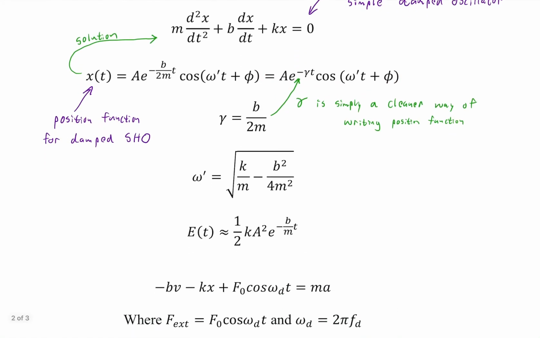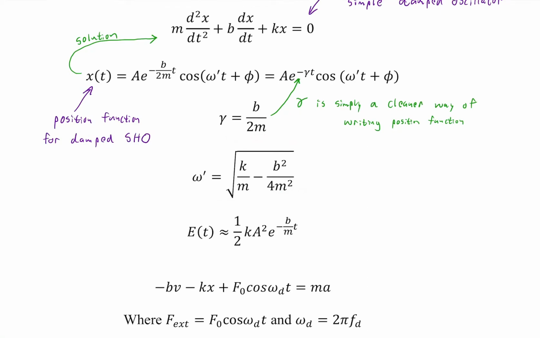Now, notice we also have omega prime, not omega. Well, it turns out that when you are testing that this proposed position function is indeed a solution to the differential equation and proving that it's true for all values of time, you're left with an interesting constraint on omega, just like the constraint that's left for omega in the undamped simple harmonic oscillator, which gave us that omega is just the square root of k over m. But now we end up with a second term inside the square root. So this right here is the damped angular frequency.